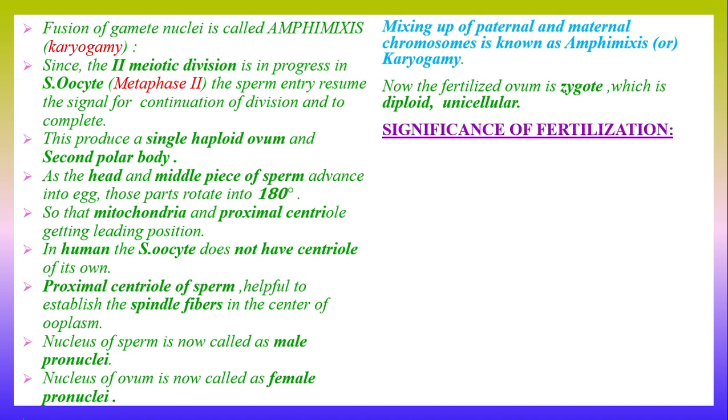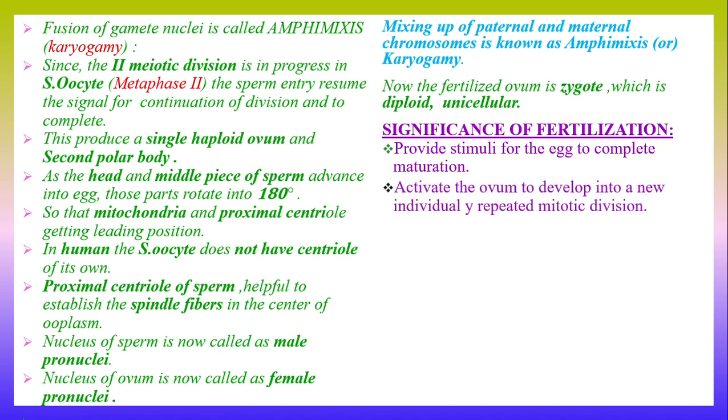Okay, significance of fertilization. இந்த fertilization நோக்கம் என்ன, அதோட முக்கியத்துவம் என்ன பாரு, நீங்களே இப்போ முடிவு பண்ணலாம். என்னென்ன சொல்லலாம்? Provide the stimuli for the egg to complete the maturation. Sperm உள்ள போனாதான் secondary oocyte become mature, become the zygote. இல்ல அப்படின்னா secondary oocyte ஆவே தான் இருக்கும். So the entry of the sperm, that means the fertilization, stimulate the egg for the completion of the maturation of the ovum. Activate the ovum to develop into new individual.